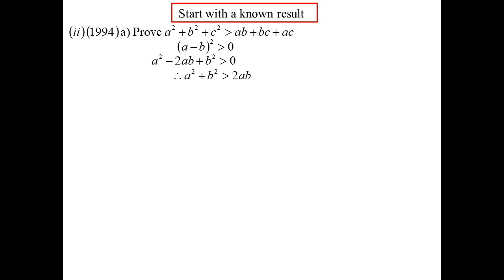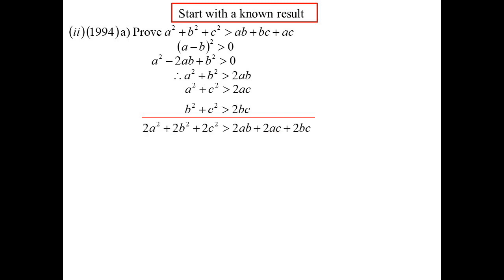So it must also be true that a squared plus c squared is greater than 2ac. It must also be true that b squared plus c squared is greater than 2bc. I now look at it as 3 simultaneous equations, because remember that rule that said, if we know this is greater than this, we can add them and the inequality is preserved. So therefore, 2a squared plus 2b squared plus 2c squared is greater than, divide everything by 2, we have our result that we're looking for.